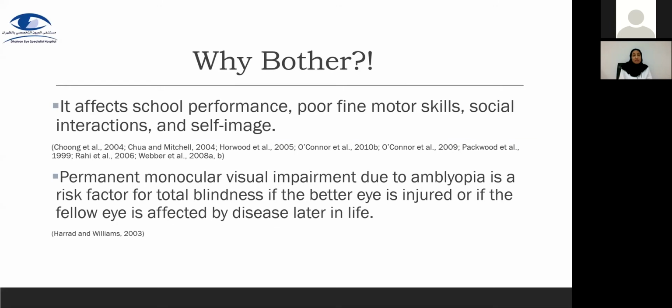So when a patient or a child is having amblyopia, this will affect his school performance, will affect the fine motor skills and social interaction, as well as his self-image. Another important factor, if we don't treat monocular amblyopia and anything happens to the other eye, the patient will have total blindness. So that's also a very important message to convey. Treating a reversible vision loss will let you have the other eye being protected. So the patient won't go into total blindness if anything happens to the other eye.